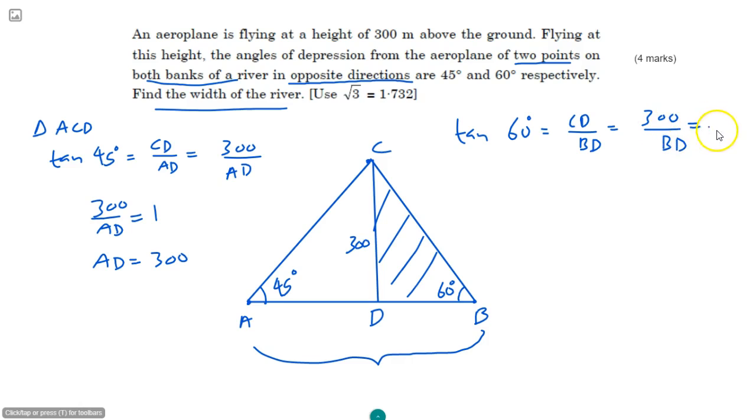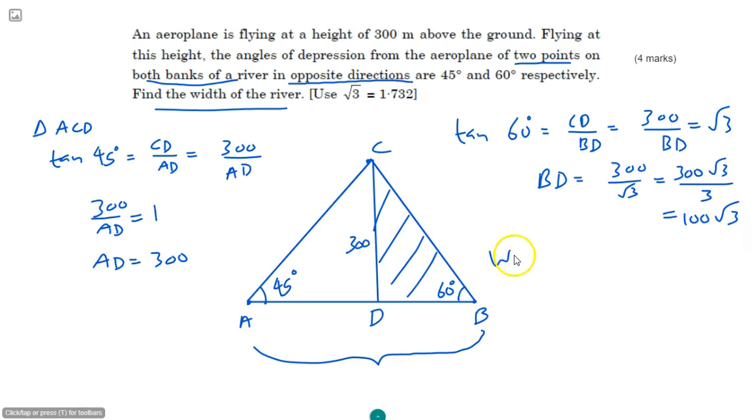And you know that tan 60 is root 3. So you can write BD equals 300 by root 3. If you rationalize the denominator, your calculations will be easier. So let's multiply both numerator and denominator by root 3. So that's 300 root 3 on the numerator. And the denominator will become root 3 into root 3, which is 3. So this is 100 root 3.